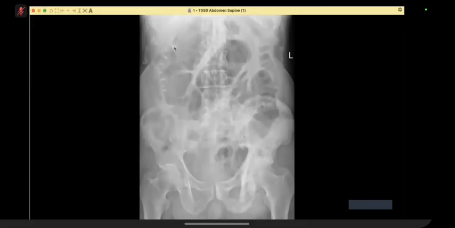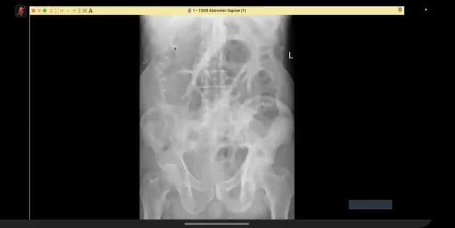Okay. I don't see any obvious hyperdensity which would suggest gallstone ileus. I don't see any obvious lesion. I'm trying to trace the sacroiliac joints. However, I can't see them properly on this view.